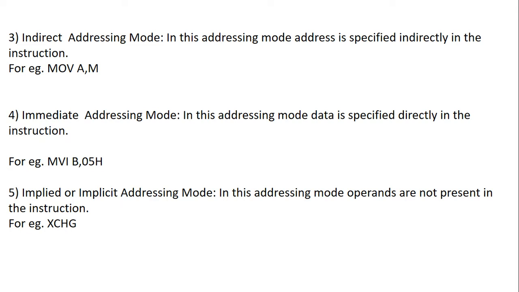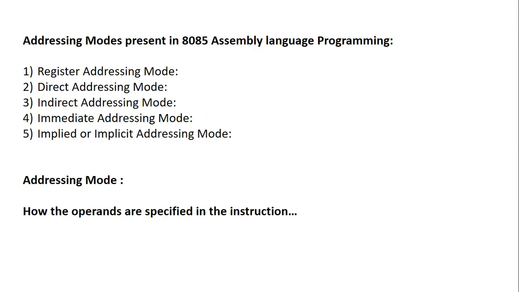So these are all the addressing modes. We have seen the 5 addressing modes: register addressing mode, direct addressing mode, indirect addressing mode, immediate addressing mode, and the last one is implied or implicit addressing mode. Register is nothing but when the operands are pure registers. Direct means when the address is directly specified in the instruction. Indirect means the address is indirectly specified.